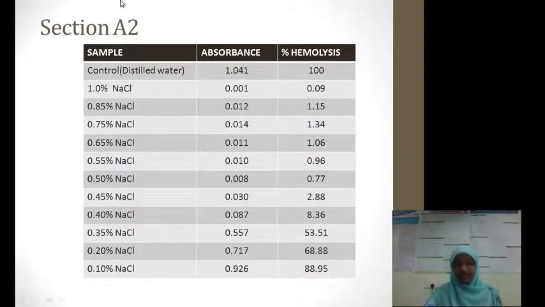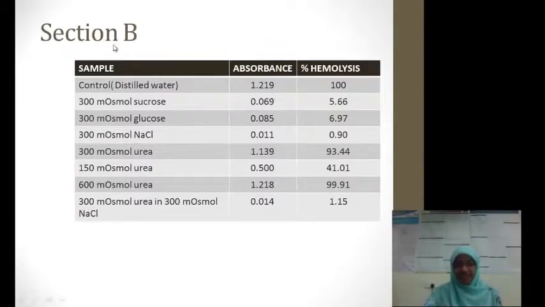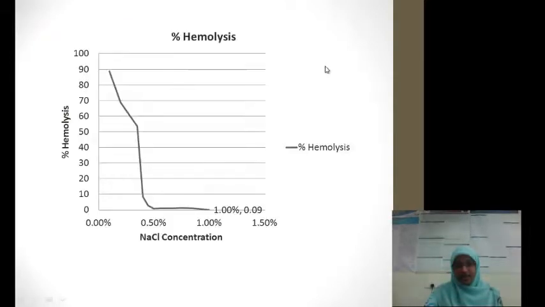For section A2, we have different concentrations of sodium chloride, and again distilled water as the control, and this is what we get. For section B, we have different solutions such as sucrose, glucose, sodium chloride, and urea, and again distilled water as the control with 100% hemolysis. Finally, we have the graph plotted for percentage hemolysis against sodium chloride concentration. This is from section A2.